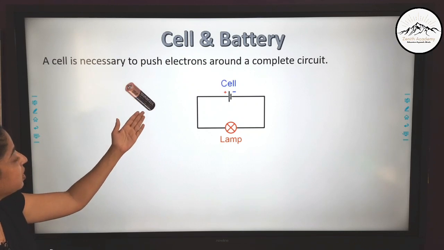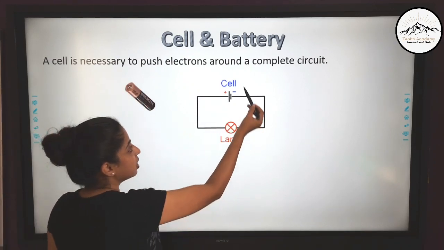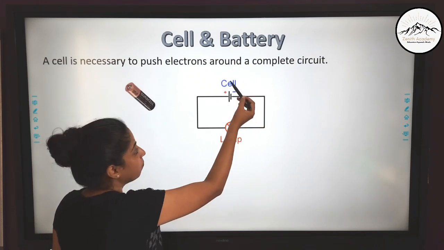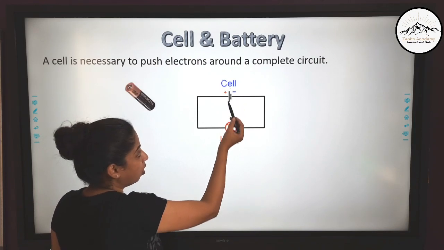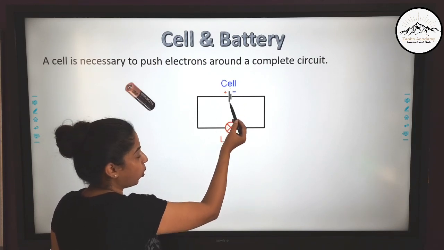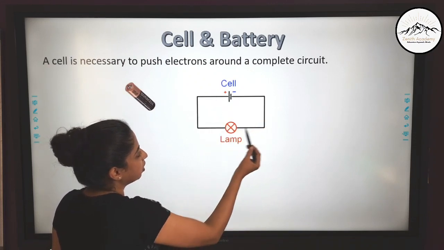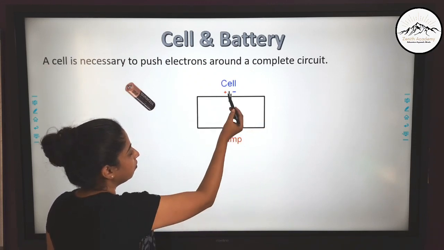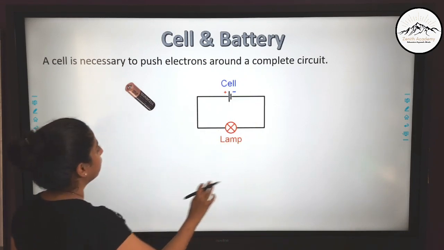So here you can see I have given a real picture of the cell, and this is a symbol of the cell. Okay. Now a cell is symbolized by two lines. So the longer line represents the positive side and the shorter line represents the negative side. Okay. And this is connected through a circuit with a lamp. Okay. So current will flow from positive to negative and the lamp will glow.